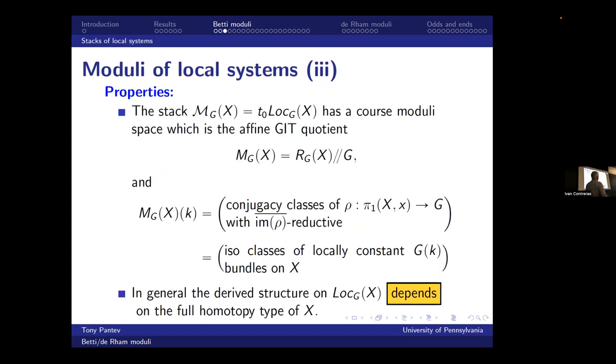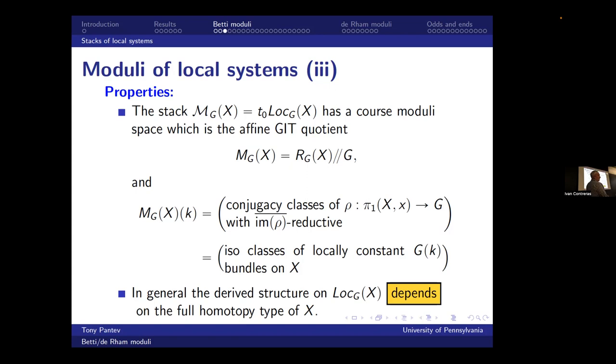So this underlying stack, which is the stack of representations of the fundamental group, has a coarse moduli space, which is an affine k-variety. It is the GIT quotient of the stack of representations by the conjugation action. It parameterizes conjugacy classes of representations with reductive monodromy, representations such that the Zariski closure of the image of the representation is reductive. It really is something that's very classically studied in topology, but it doesn't know anything about the higher cells in your CW complex, whereas the derived structure does.